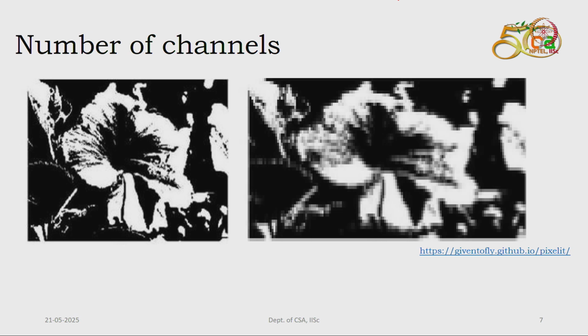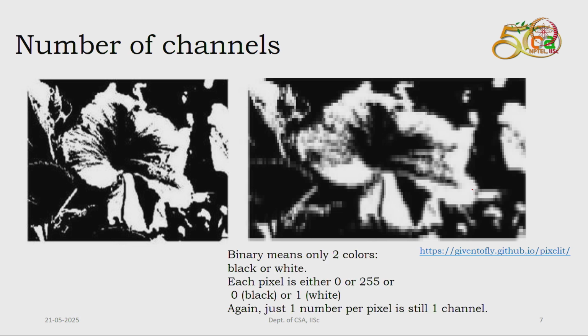That number can be, if it is black, we represent it as a 0. If it is white, we represent it as 255, or we can even use 0 for black and 1 for white. So, every pixel here will again be represented with only one number. Therefore, the number of channels required for a binary image is once again 1.